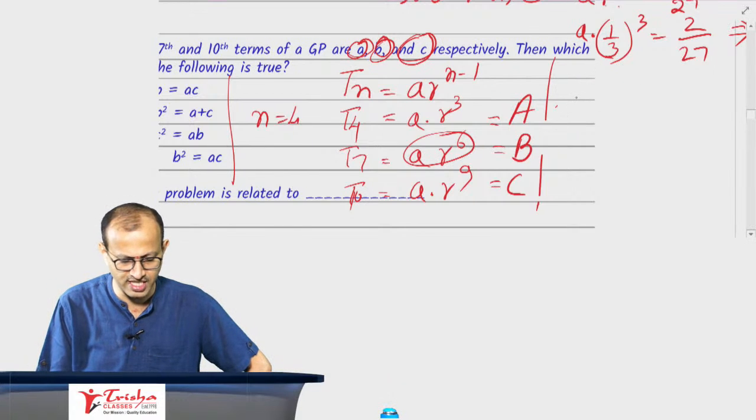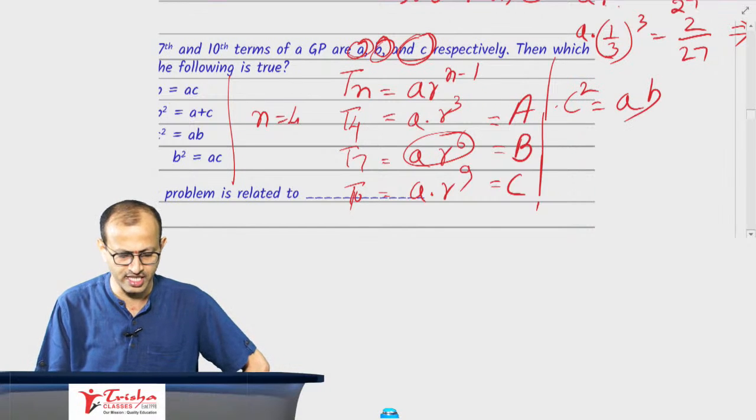It has to be C, otherwise D. Conclude. C square is equal to AB. Tell me, what is C? Quick. What is C?